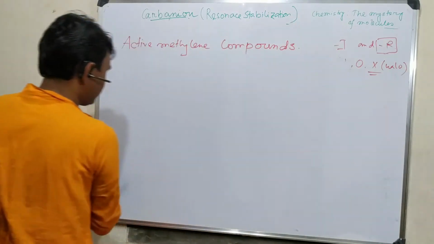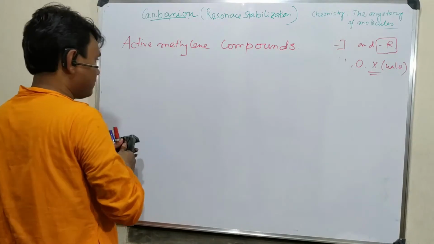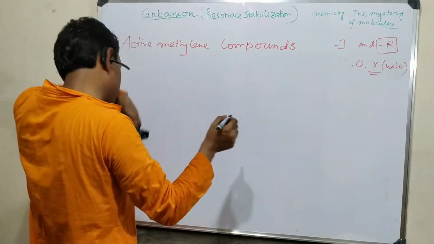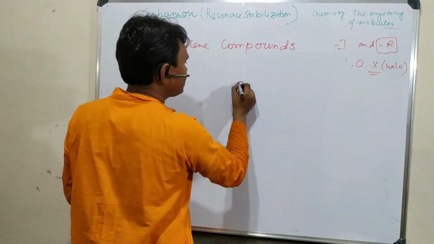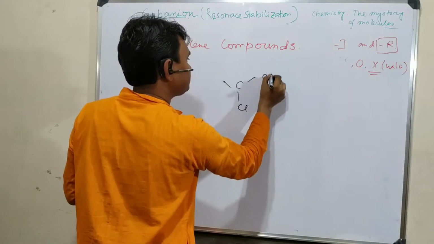Now I will explain some halogens. In my last video I gave an explanation, so I suggest you please see that. I will give just a very quick explanation. For example, CCl3 minus.